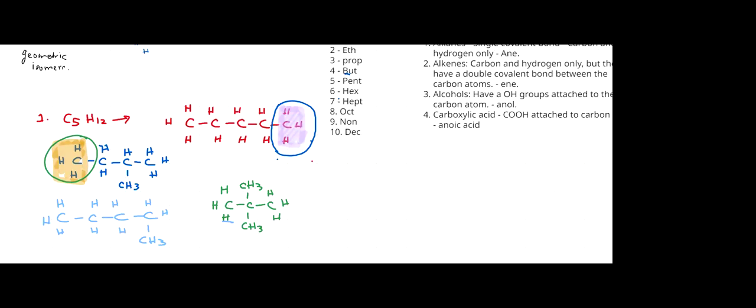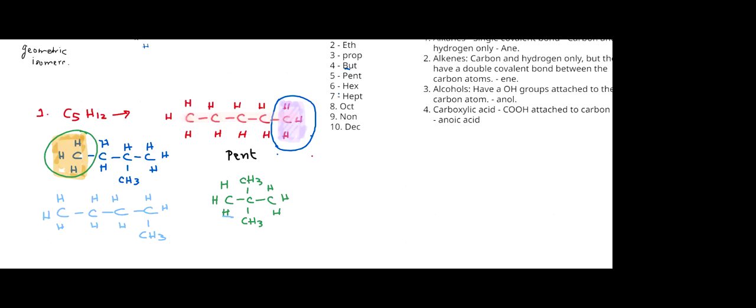For example, if I start from this carbon atom, what is the longest chain I can make that is continuous without interruption, without lifting my pen? The longest chain I can make is of 5 carbon atoms. For 5, we always write down "pent." Then you name the functional group. Over here, we only have carbon and hydrogen and only single covalent bonds, so this is an alkane. So you write down pentane.